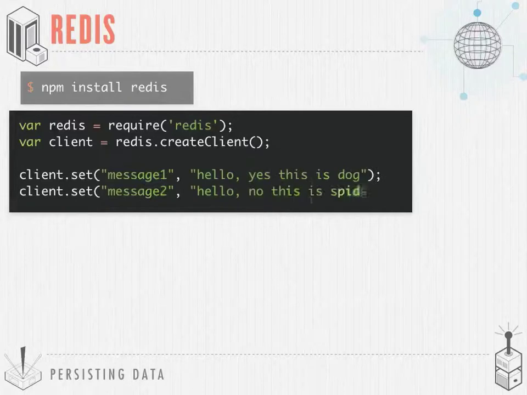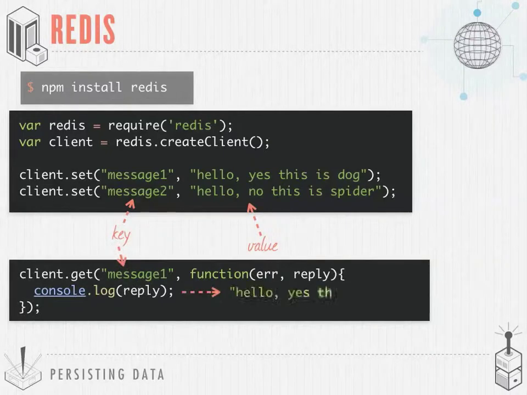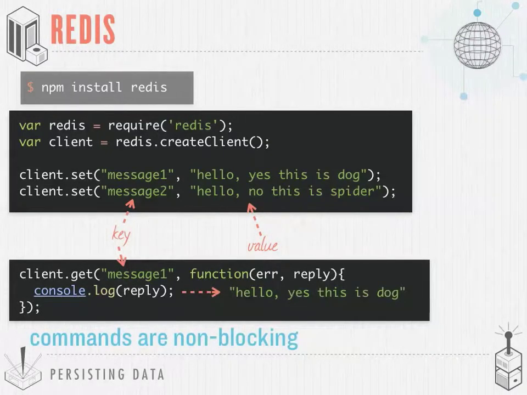Finally, we use the set command to set "hello, yes, this is dog" to the key message1, and we're doing pretty much the same thing for setting the key for message2. Then when we want to get back out that information, we run client.get. We pass in the name of the key and a callback that will be called when the result is ready.